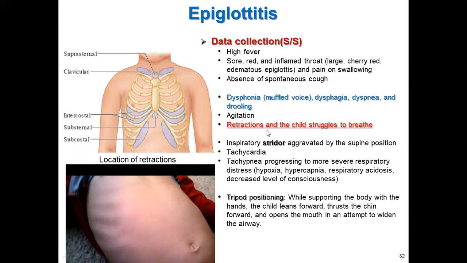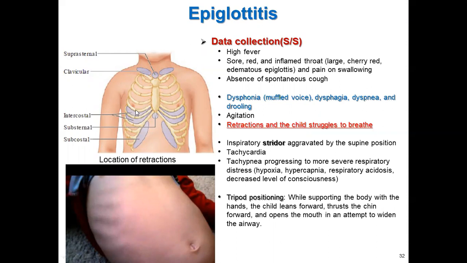Also retraction in the child. Retraction means the child is struggling for oxygen, they need oxygen. In picture number 1, this one is the ribs and this is the clavicle.